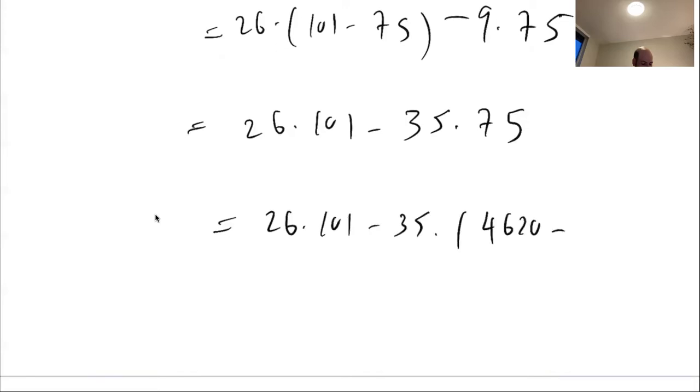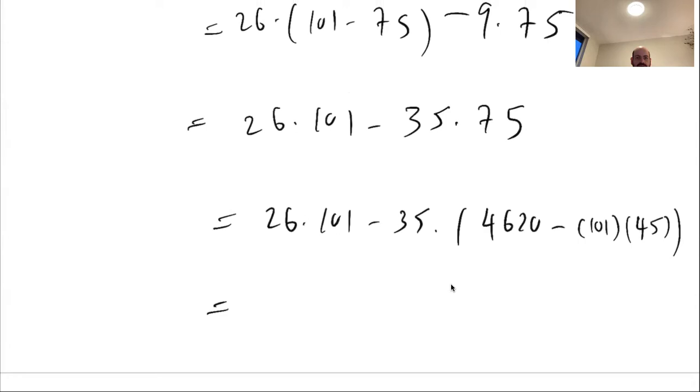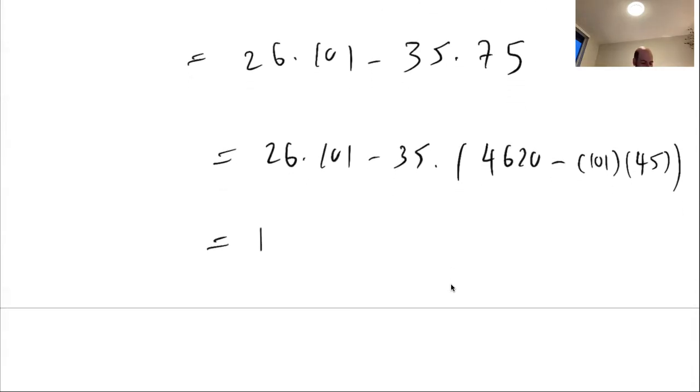4,620 minus 101 times 45, which can be written as, now this one we can write it as 1,601 times 101 minus 35 times 4,620.